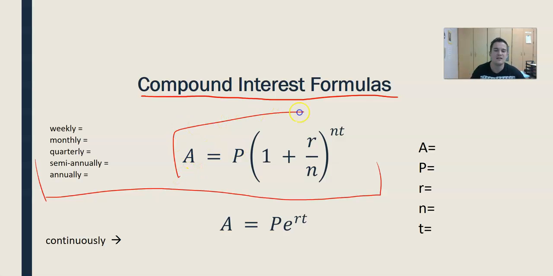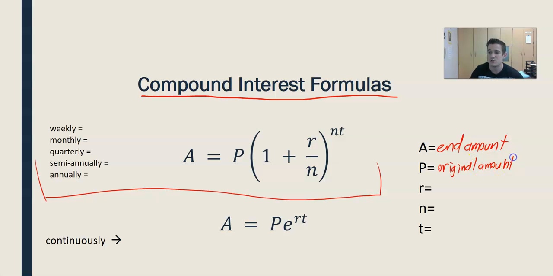So in this formula, this is what each of these letters represent. There's a bunch of different letters here. A represents your end amount, how much you're going to have at the end of this certain investment period. P represents your original amount, or how much you're starting with. So how much you're originally investing. Maybe I take $1,000 down to the bank, that's what I'm going to start with. That would be your P value, your original amount.